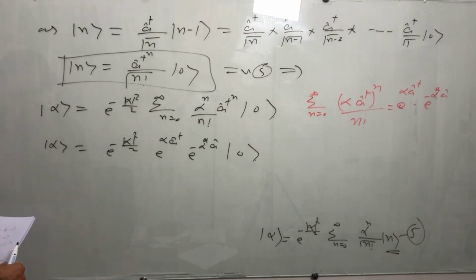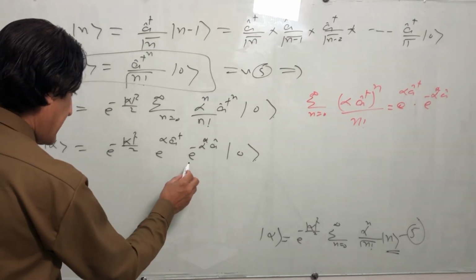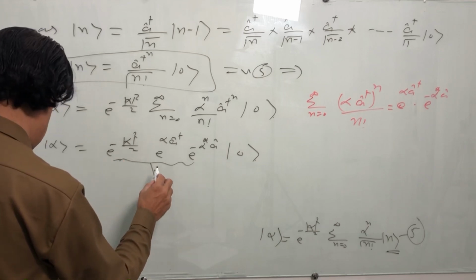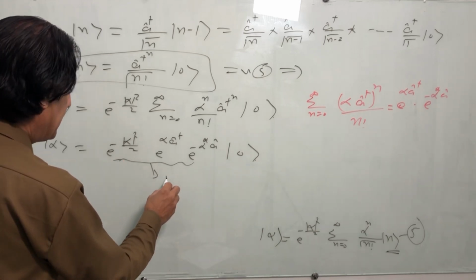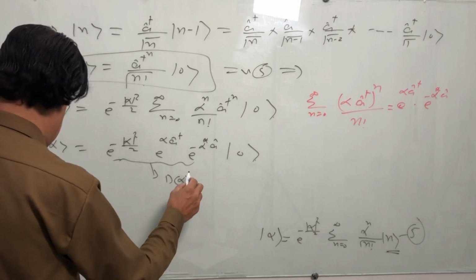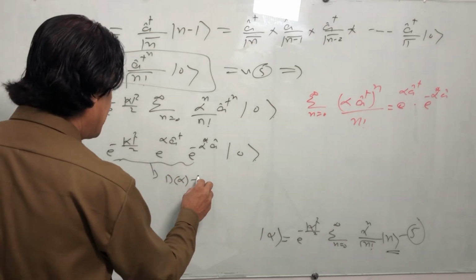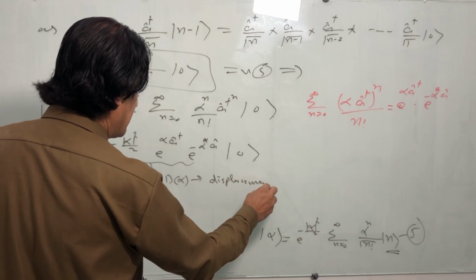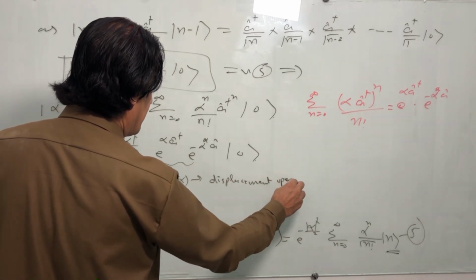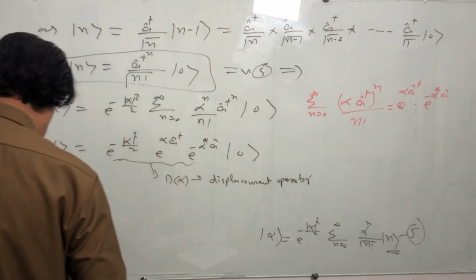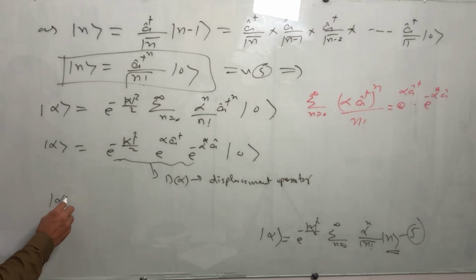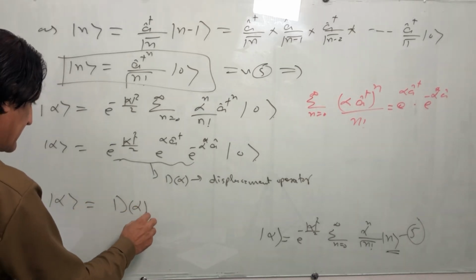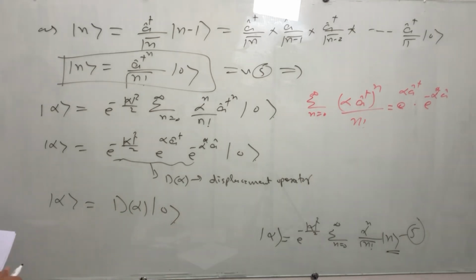And here this term is a very important term, and this is known as D of alpha, and this is a displacement operator. Displacement operator. So the coherent state can be written as the displacement operator acting on the vacuum state.